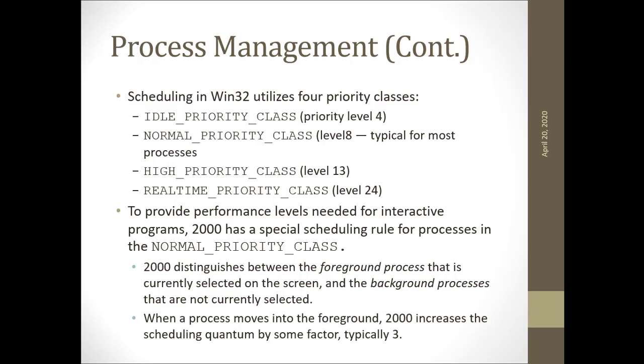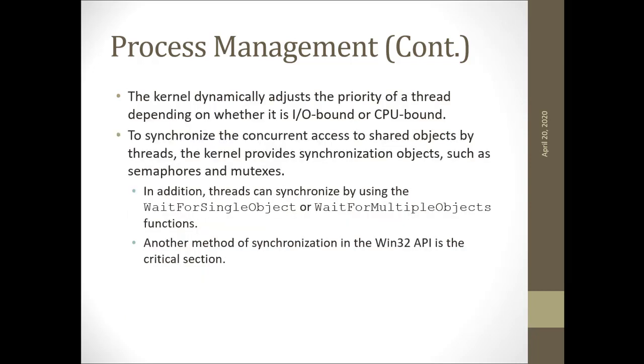When a process moves into the foreground, that is currently selected on the screen, Windows 2000 increases the scheduling quantum by some factor, typically 3. The kernel dynamically adjusts the priority of a thread depending on whether it is input-output bound or CPU bound. To synchronize the concurrent access to shared objects by threads, the kernel provides synchronization objects such as semaphores and mutual exclusions, or mutex.